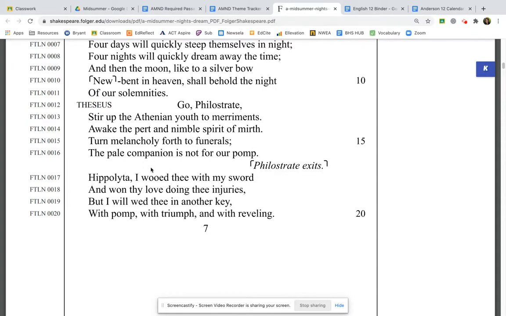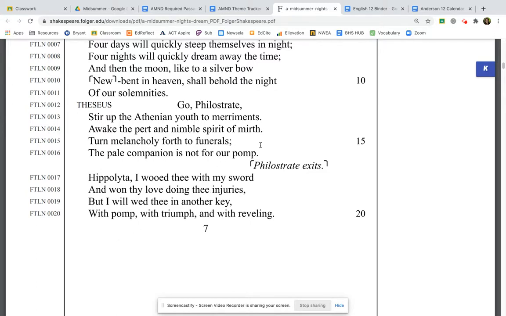So their courtship, the beginning of their relationship, the wooing, was during the war with the sword, and he knows he caused her injuries along the way. But he's planning for their wedding to be full of revelry and fun and pomp, which is a formal affair. So he still has romantic notions about this wedding, even though Hippolyta is essentially his prisoner of war, and he's forcing her to marry him.